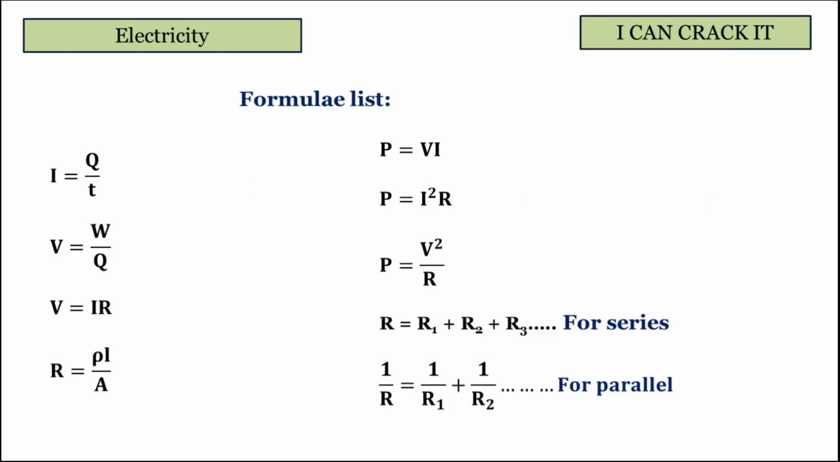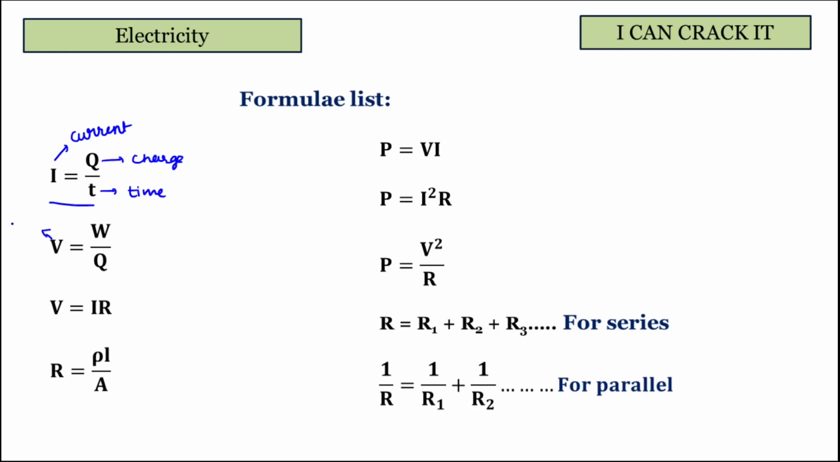Now first let's see a few very important formulae in the chapter electricity. First formula, I equals Q by T. What is I? Current. What about Q? Charge. What about T? Time. It's a very important formula.